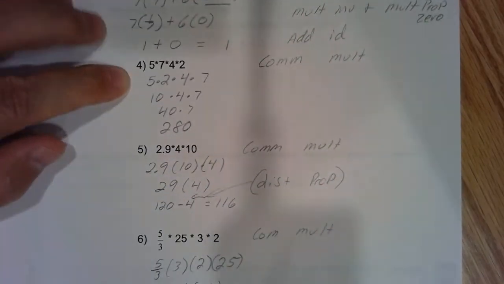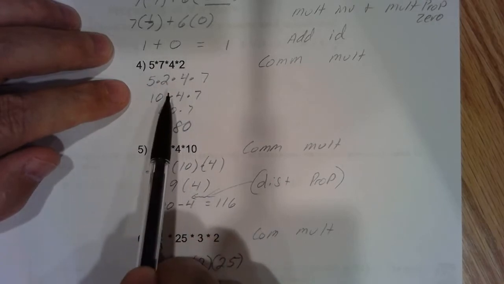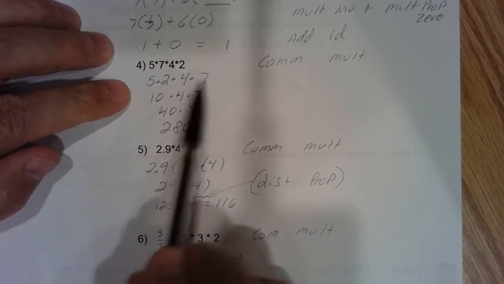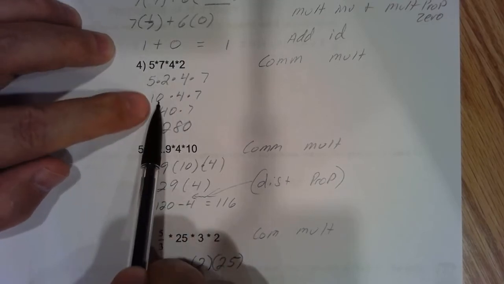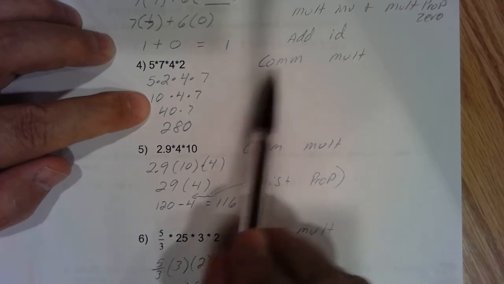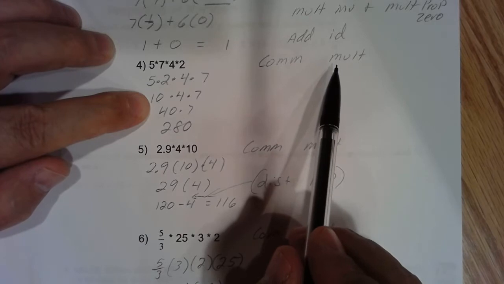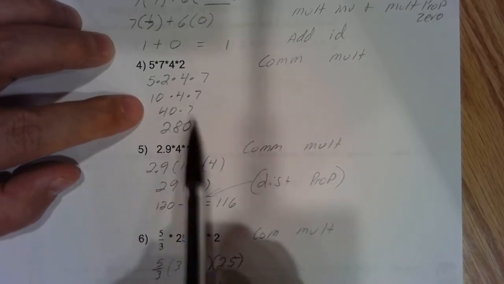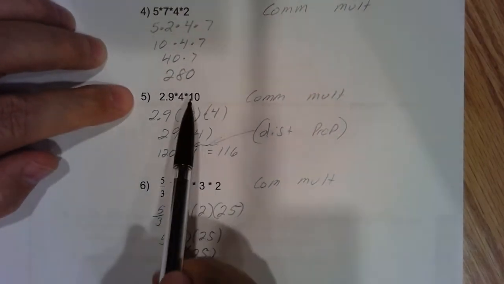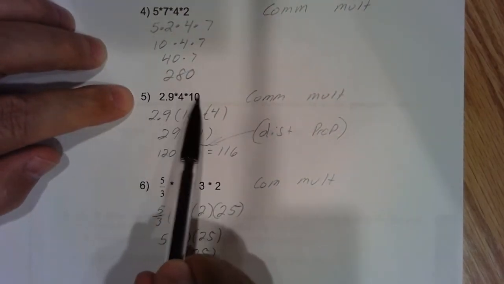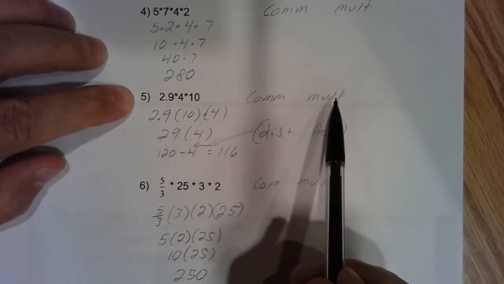Number 4, we have all multiplying. I can rearrange it any way I want. So I'm going to put the 2 with the 5. I multiply those to get 10. And that is my commutative property of multiplication. All you have to know is commutative. And then continue working left to right. 280. Number 5. I chose to multiply the 2.9 and 10. So I did reordering it. And when I reorder, that is the commutative property.